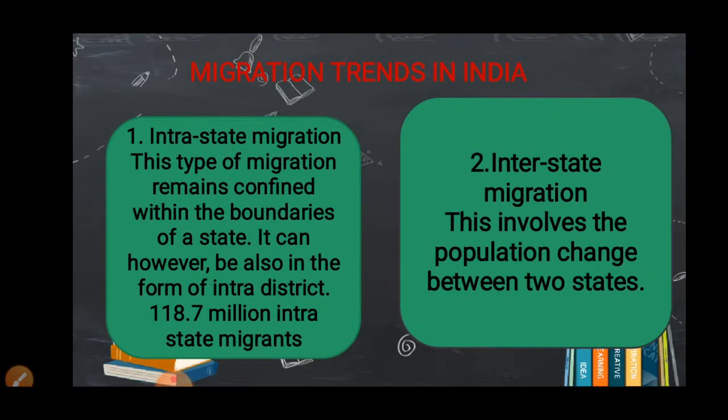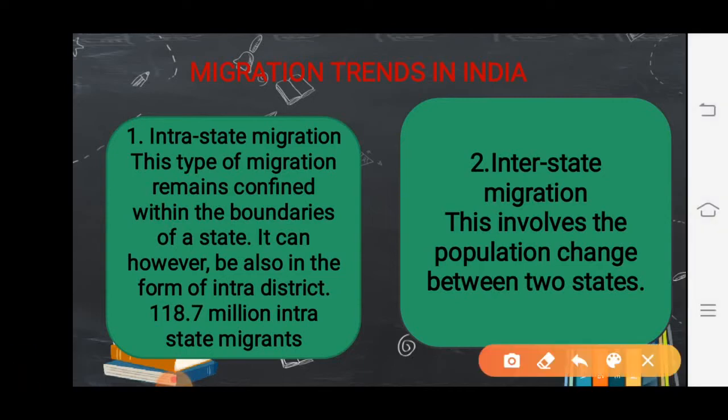Migration trends in India means what kind of migration is happening in India. Migration in India occurs on two trends. The first is known as intrastate migration, the second is known as interstate migration. Let us see what is intra and what is inter. Intra means within, so this type of migration occurs within the state. When people migrate within the state, that's intrastate migration.